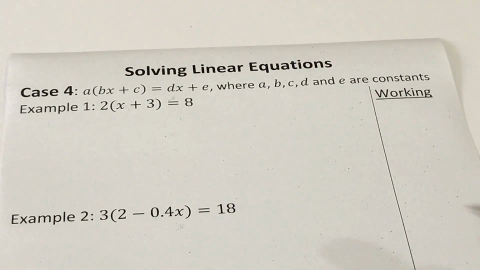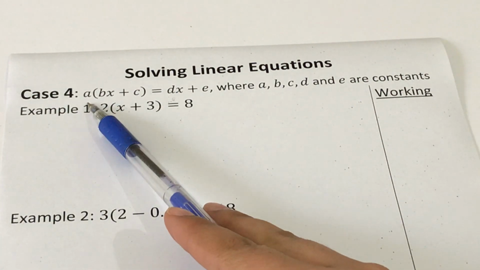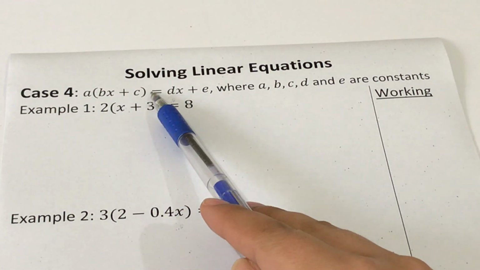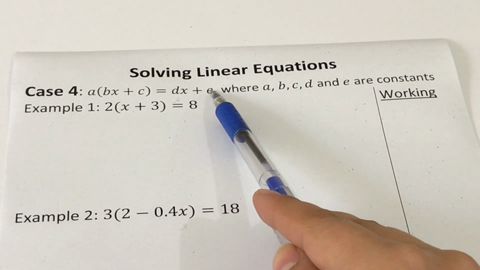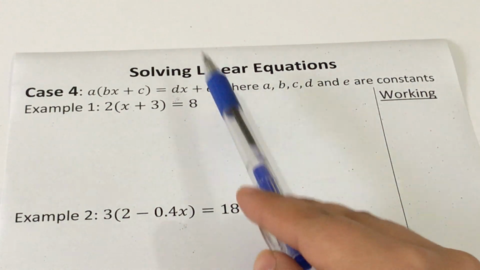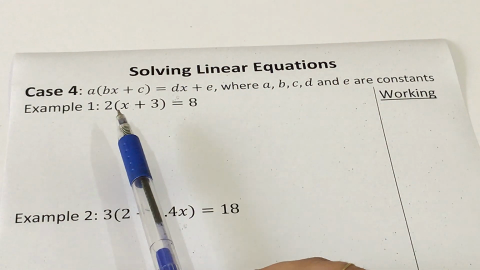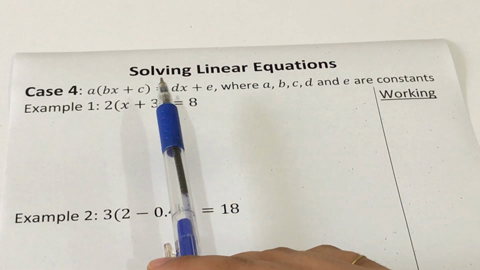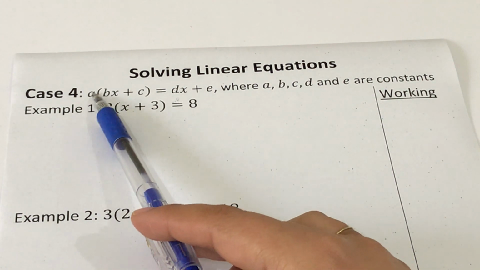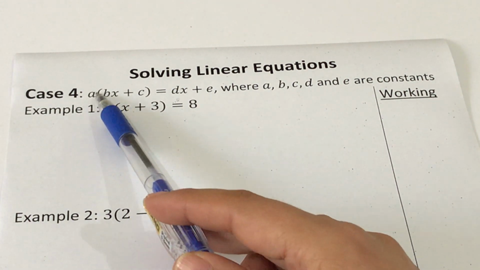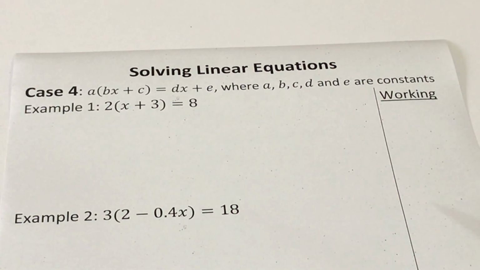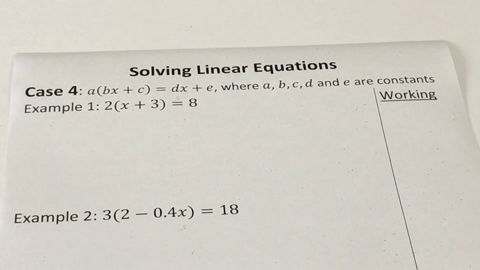Students, in our today's lesson we will learn about solving linear equations of type 4. These equations are basically like a(bx + c) = dx + e. The difference between the third type of equation and the fourth type is that in the third type we have no brackets, no multiple right here. This is the only difference between type 3 and type 4 linear equations.